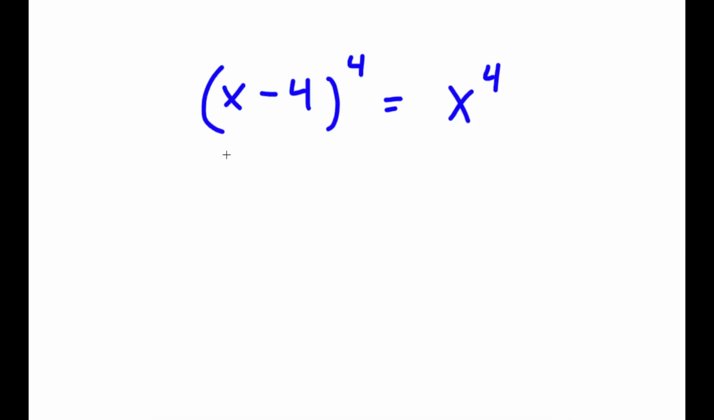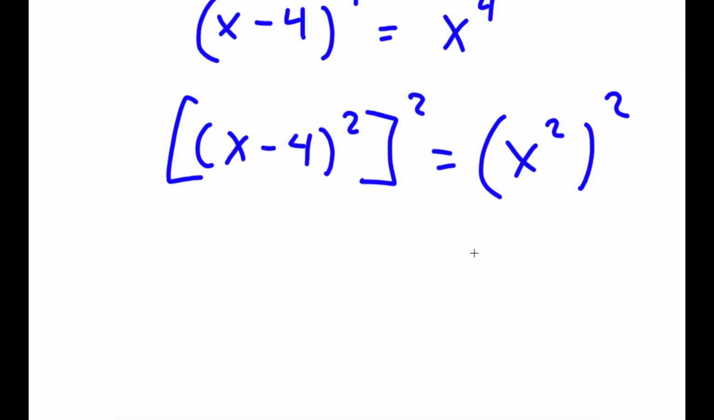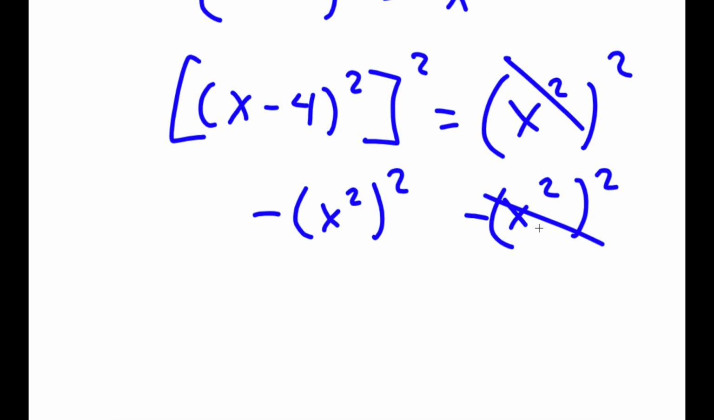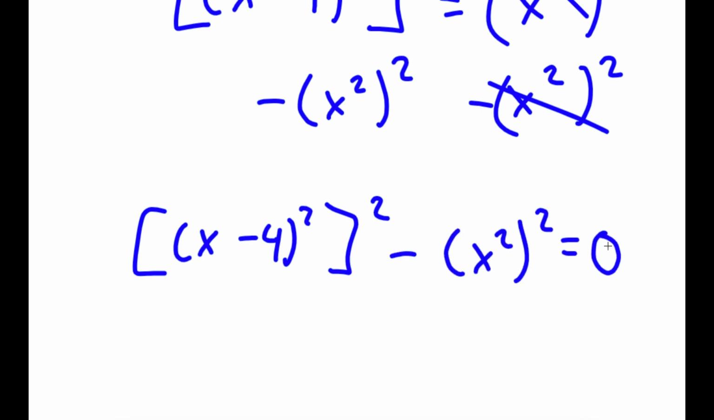Alright, so in this problem, I have x minus 4 to the power of 4 is equal to x to the power of 4. So to start, I'm going to rewrite this as x minus 4 squared to the power of 2 is equal to x squared to the power of 2. And now I'm going to subtract both sides by x squared to the power of 2. So then these two cancel out, and now I have x minus 4 squared to the power of 2 minus x squared to the power of 2 is equal to 0.